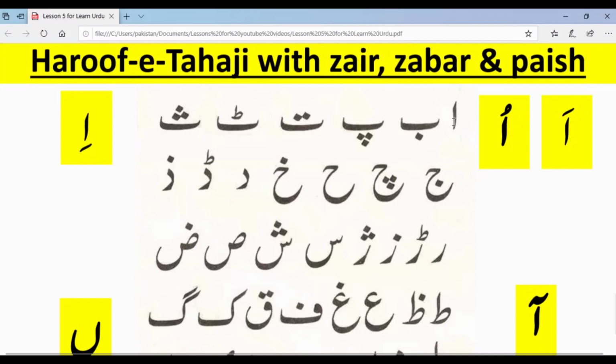Alif Zabar A, Alif Pesh U, Alif Zer E, A U E. Then Be Zabar Ba, Be Pesh Bu, Be Zer Bi, Ba Bu Bi. Then Pe Zabar Pa, Pe Pesh Pu, Pe Zer Pi, Pa Pu Pi. Te Zabar Ta, Te Pesh Tu, Te Zer Ti, Ta Tu Ti.